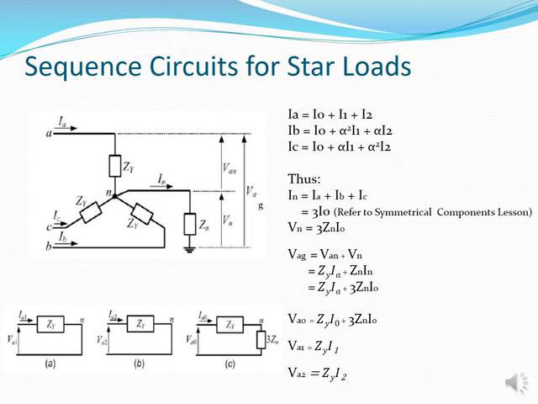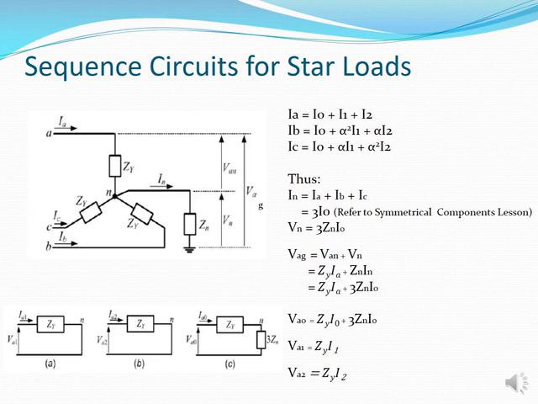Coming from the previous slide, I can now put my phase currents in terms of my sequence currents, and my IN, being IA plus IB plus IC, is equal to 3I0. And this you can get from my symmetrical components lesson, where I showed you what you get with your alphas and your alpha squared if you add all of those currents together. Then my VN will be equal to 3ZN I0.